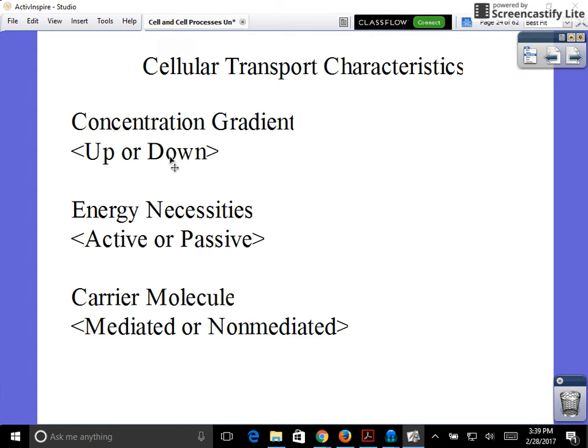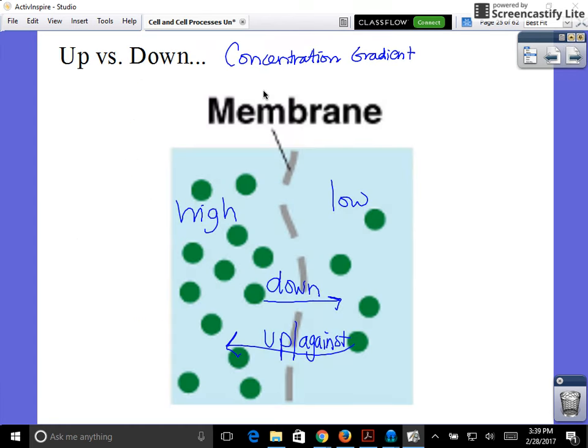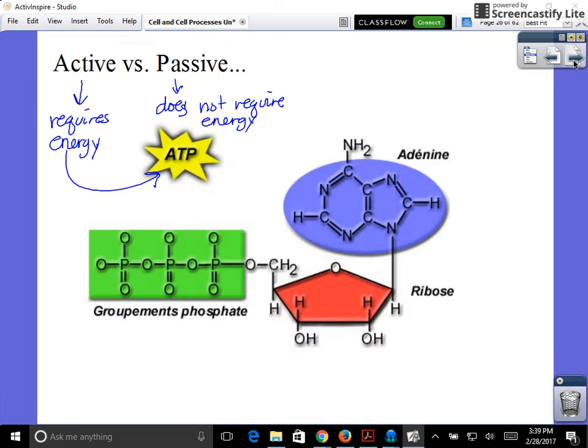The concentration gradient, we use terminology up or down. Energy necessities, we use active or passive. And then carrier molecules, we use mediated or non-mediated. So when we talk about up or down, we're looking at the molecules, high concentration to low concentration. So when we say down, we're going from high to low. When we're going from low to high, it's up or against the concentration gradient.